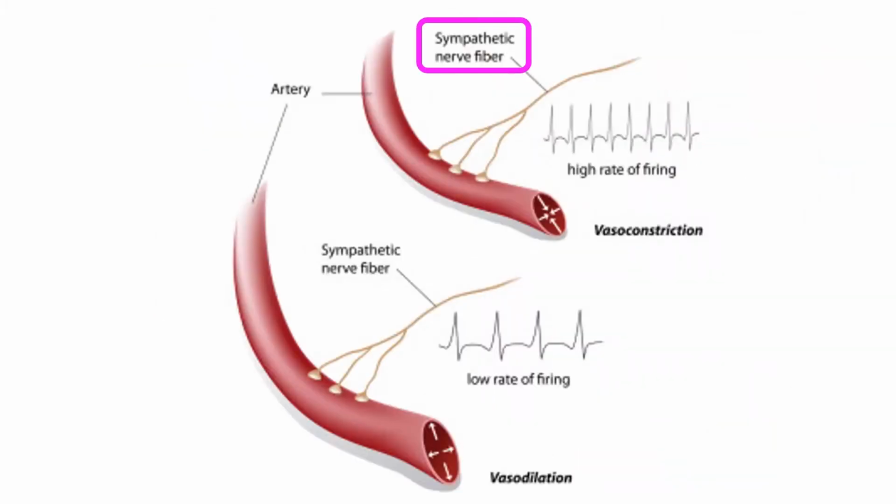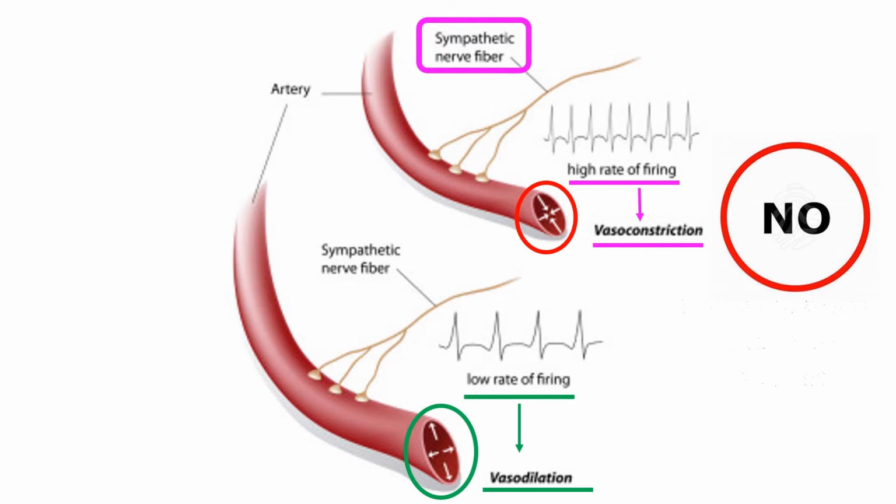One of the targets of the sympathetic nervous system, the peripheral part, is blood vessels. When there is a high rate of firing of impulses of the sympathetic system, the smooth muscles of the wall of the arteries will lead to vasoconstriction. When there is a low rate of firing, the smooth muscles will relax and there will be vasodilatation of blood vessels. No parasympathetic supply to arteries.